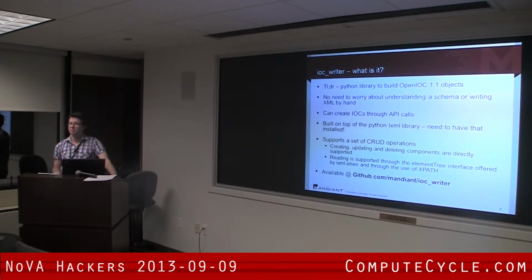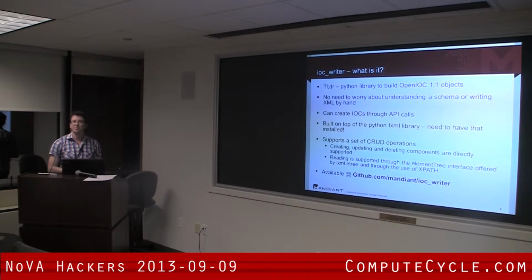I've seen a couple implementations of OpenIOC in the past where people have just built their IOCs by taking blocks of text and piecing it together with string concatenation. That's really not the way to build XML or to handle it. This allows you to create your IOCs through API calls.